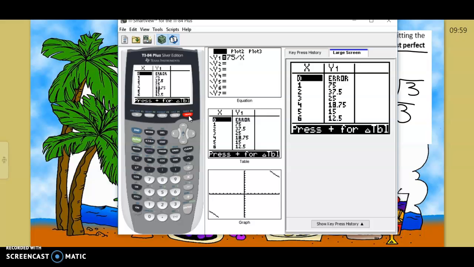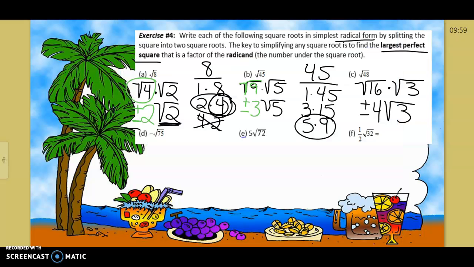and we're trying to find the biggest perfect square. So looking at the y values, I got 75, nope, 37.5, no decimals are perfect squares. 25, there it is. So 3 and 25 would be our two factors that we would want to use. Now, new thing here, we have a negative. So think of that as a -1, and we'll talk about that in just a moment.